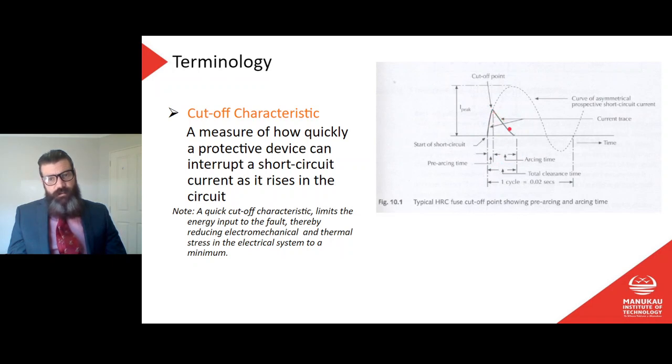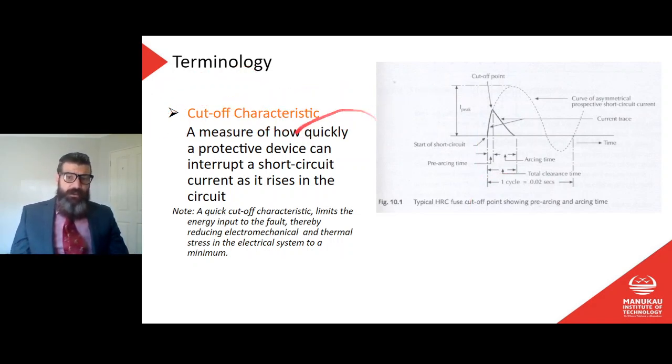So the current is slowly dropping away as the gap between the contacts gets wider, and then the arc gradually dissipates. It's no longer able to maintain an arc, and therefore current flow cuts off. And so that would be from the time it starts to trip until the time the arc is extinguished. That's our total clearance time. There we go. And that is our cutoff characteristic. Cutoff characteristic is how fast our device will operate once it reaches that overcurrent condition.